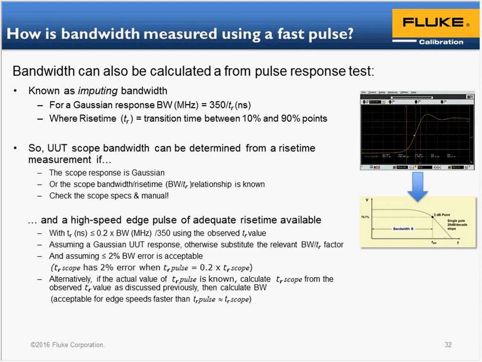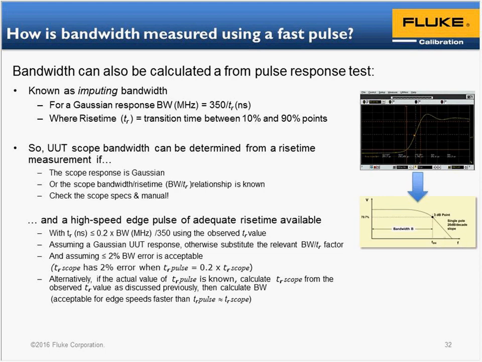We can use the relationship between observed rise time and actual rise time, that RSS calculation, if we want to remove the speed of the edge, the rise time of the edge, from the observed value and derive the actual scope rise time and substitute that into our bandwidth.